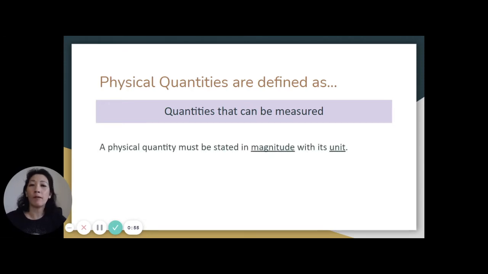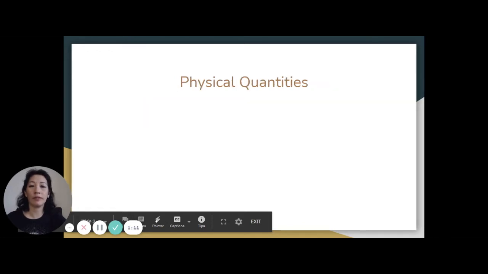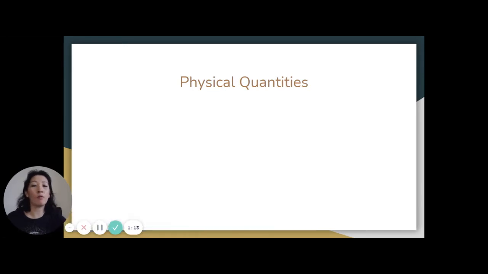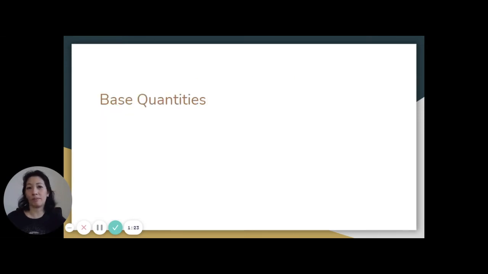Physical quantities have to be stated with both its magnitude and its unit. For example, when you want to express the value of length, you must mention the value of 100, which is the magnitude, and meters, which is the unit. Now, physical quantities can be divided into two categories, which are base and derived quantities. Now, what are they? Let's start with base quantities first.